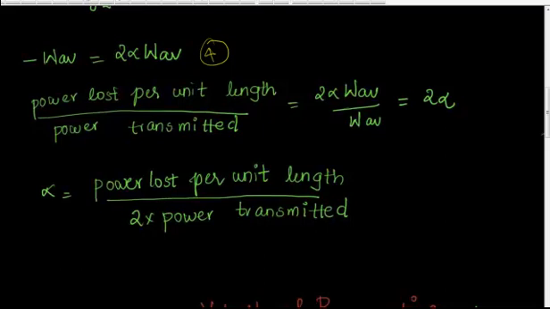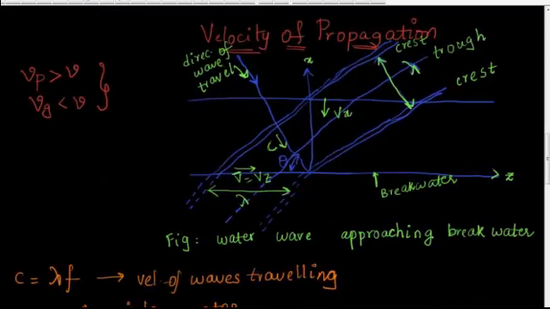From here, alpha can be written as half of the power lost per unit length divided by the power transmitted, because W is your power transmitted, and the power lost per unit length is this term. So you get a general expression for the attenuation of any wave. From this you can take the case of TE, TM or TEM. You can derive alpha for that particular mode, which I will be explaining later. Now we have completed the topic of attenuation and wave impedance.